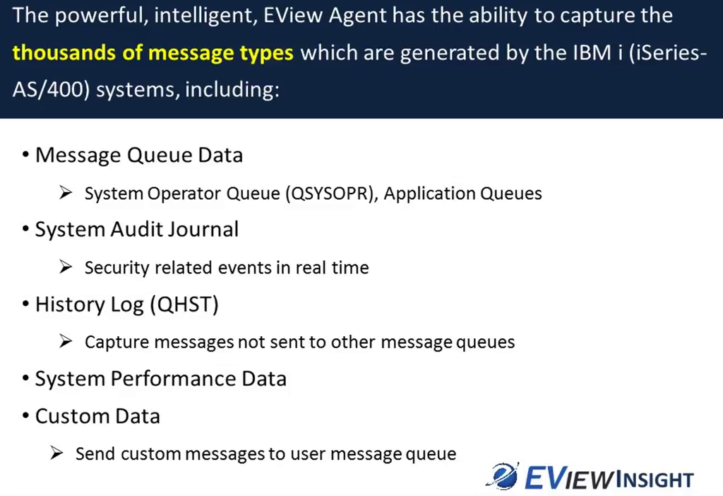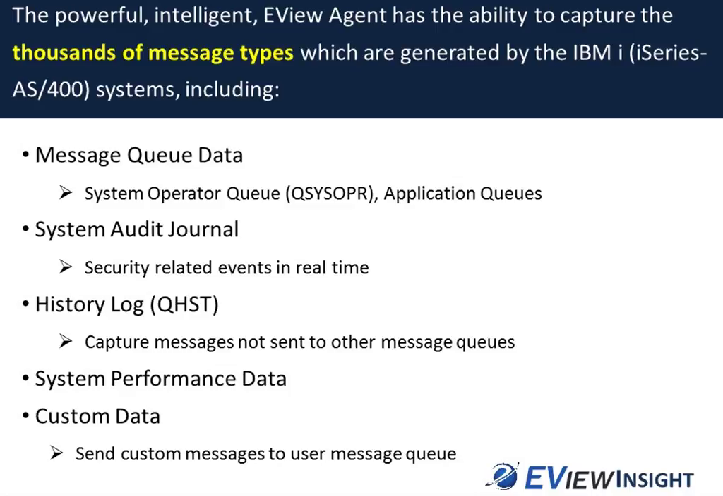Another important area for many people is security data, which comes from the system audit journal. Security-related events are monitored in real time. As part of our filtering capability, you can choose which types of security events from the audit journal you want to collect and have forwarded to Splunk.